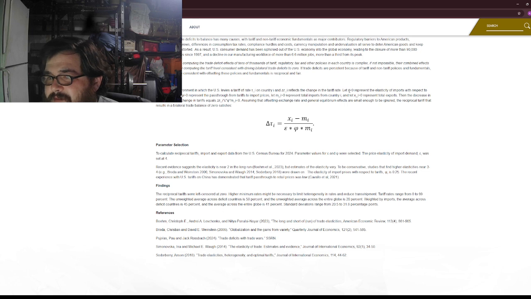E, they say, represents elasticity. XI, we're looking for MI. MI is total imports from the country. So what we take in versus what we send out. Using those numbers and the numbers found down in the parameter selection, that's where we get the numbers for E and P, as we're calling them here.